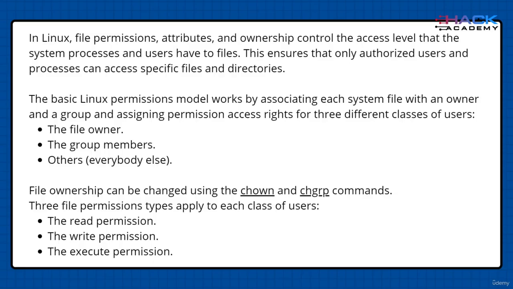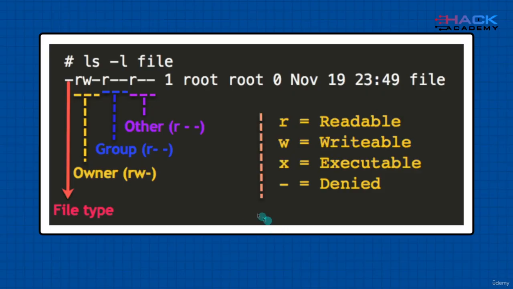File ownership can be changed using the chown and chgrp commands. Three file permission types apply to each class of users: the read permission, the write permission, and the execute permission. Here we can see an example of the ls -l command on a specific file. Now let's read the output of this command. We can see right here that these are the permissions of the file.